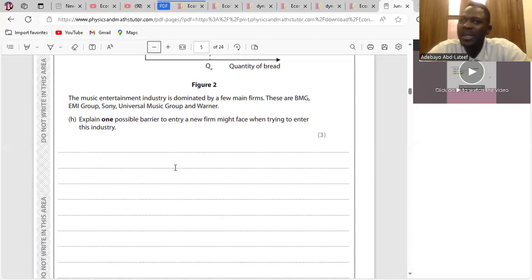So a new firm might not have the financial capability to do that. As a result of not being able to raise funds to compete in terms of publicity with these firms, it might discourage a new firm from going into that industry. That brings a barrier. Clear? We move on.